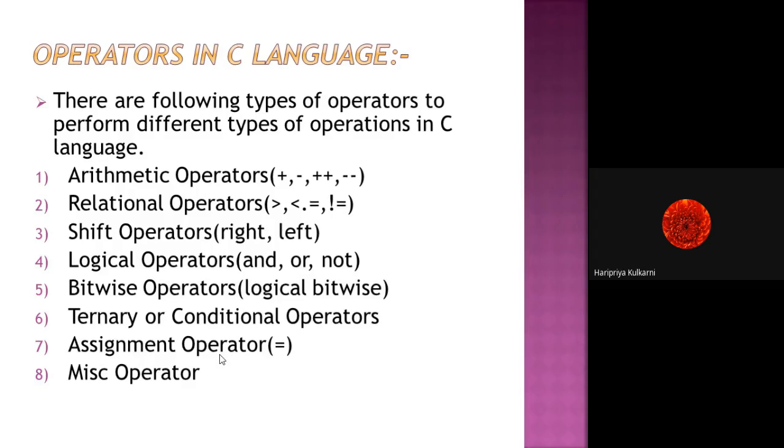Then the assignment operator. Now there is a difference between one equal to and two equal to signs. If I write equal to one time, it means the assignment operator. For example, I write A equal to B. It means whatever is the value of B will be assigned to A. So this is called the assignment operator. Whereas if I write A equal equal to B, two times I have used the equal to sign. Its meaning is whether A is equal to B, so it is a relational operator. It is going to check whether A and B are both equal or not. And the remaining operators are called miscellaneous operators.